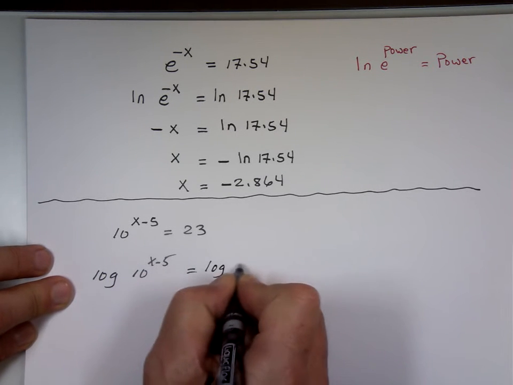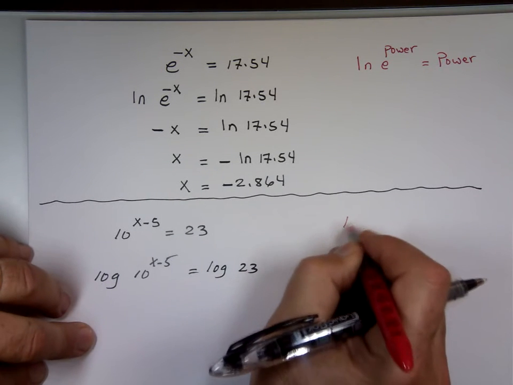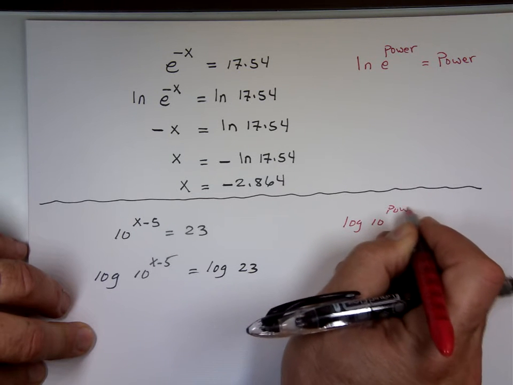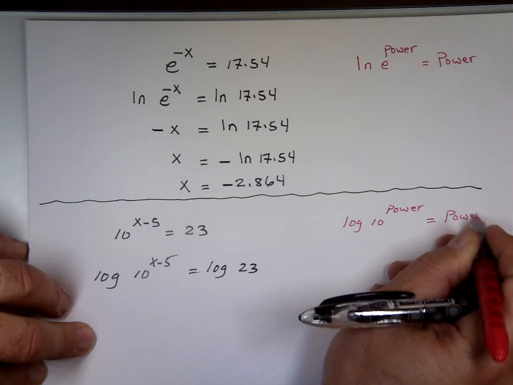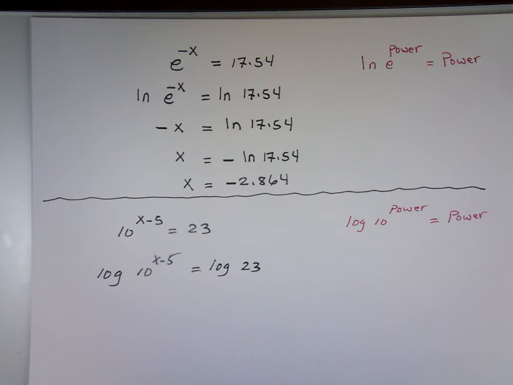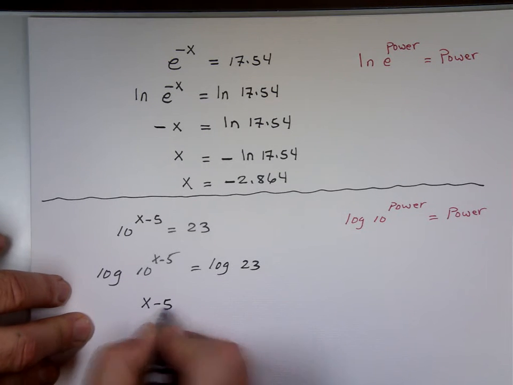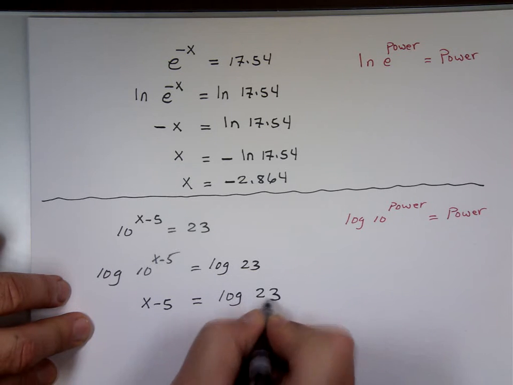And again, the reason we do the log is because we have a rule that says log 10 to any power is also equal to the power. So that means x minus 5 is equal to log of what? 23. If you want to solve it for x, what do you do? You add 5 to both sides.